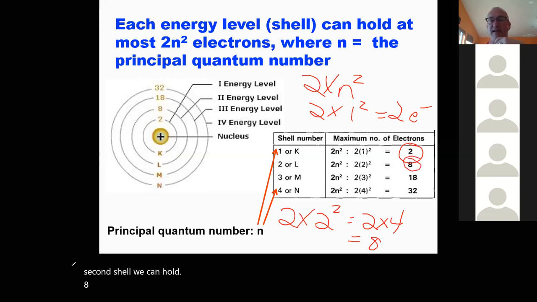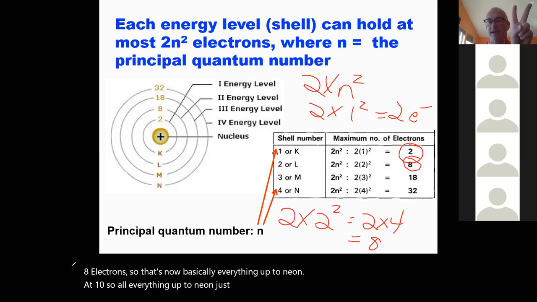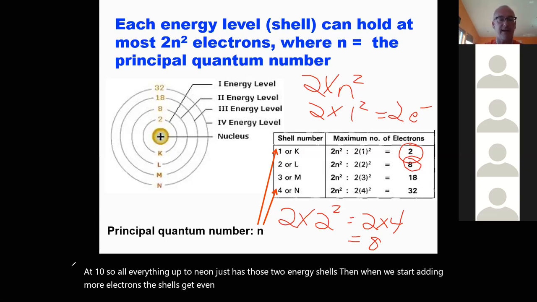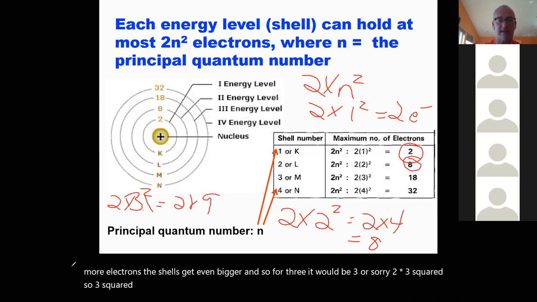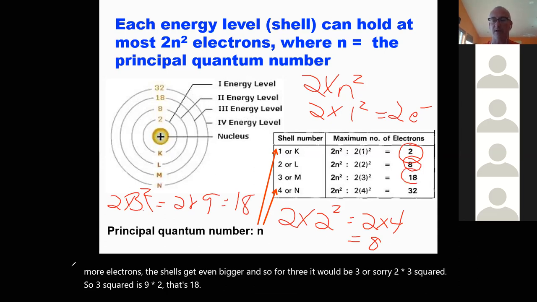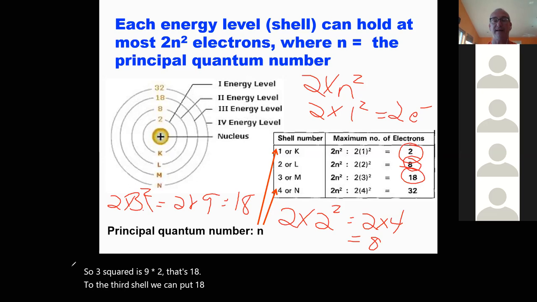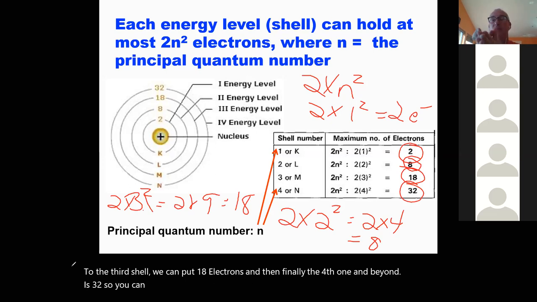So that's now basically everything up to neon at 10. So everything up to neon just has those two energy shells. Then when we start adding more electrons, the shells get even bigger. And so for three, it would be two times three squared. So three squared is nine times two, that's 18. So the third shell, we can put 18 electrons. And then finally the fourth one and beyond is 32. So you can see we can stick a lot more electrons as the shells get bigger. And we'll talk about now what shapes these are.